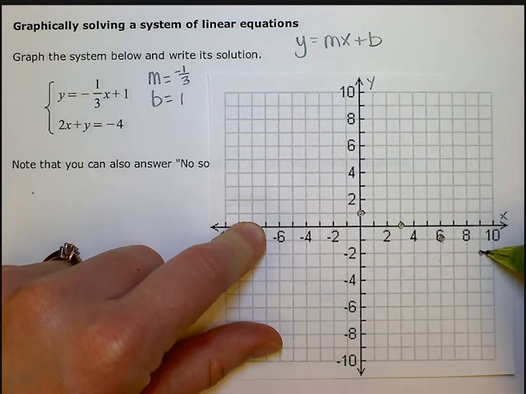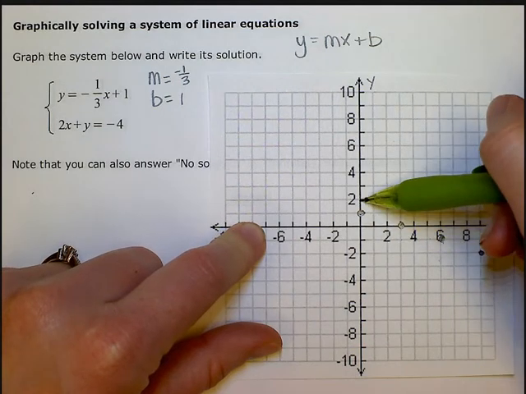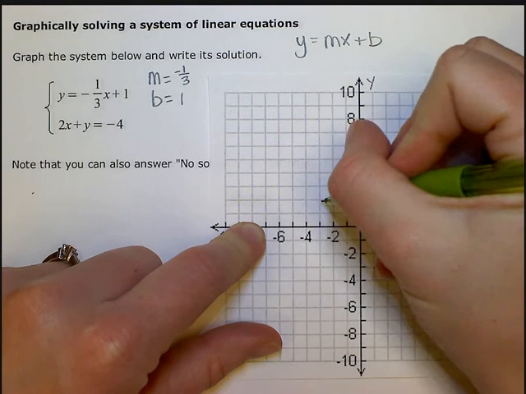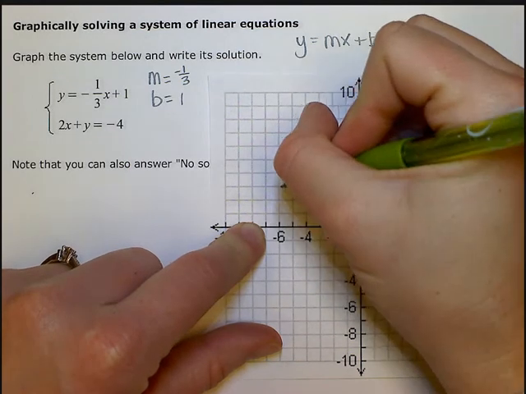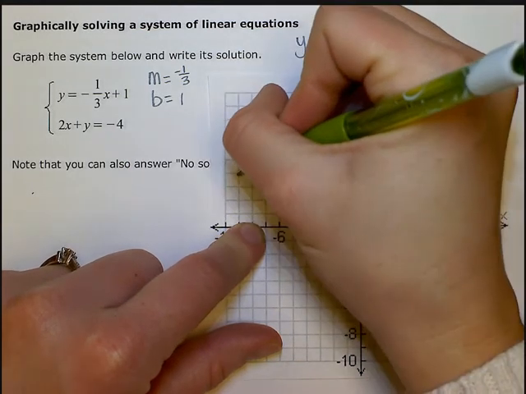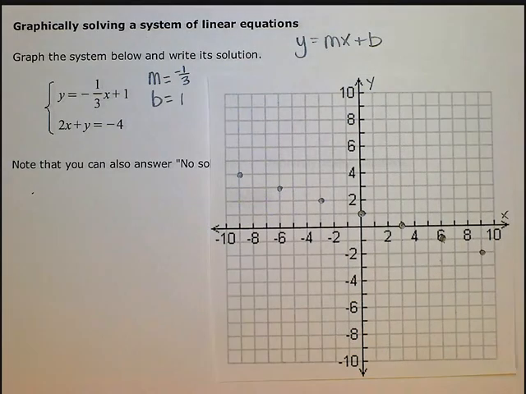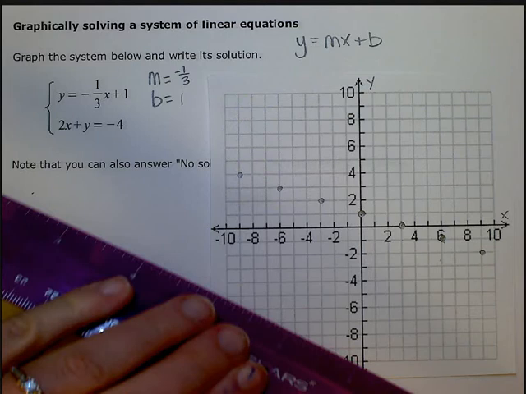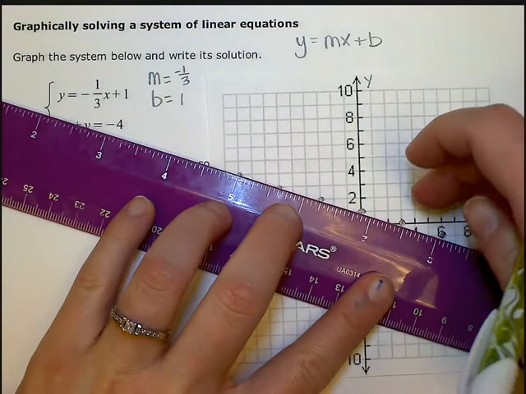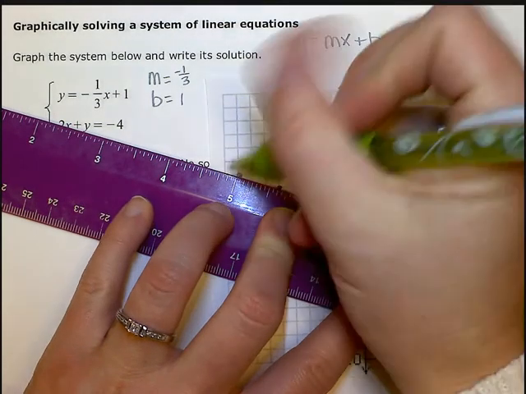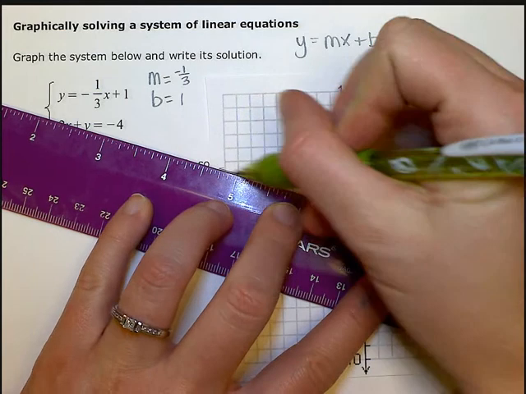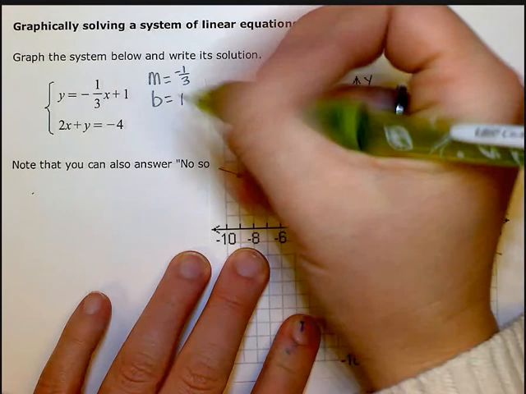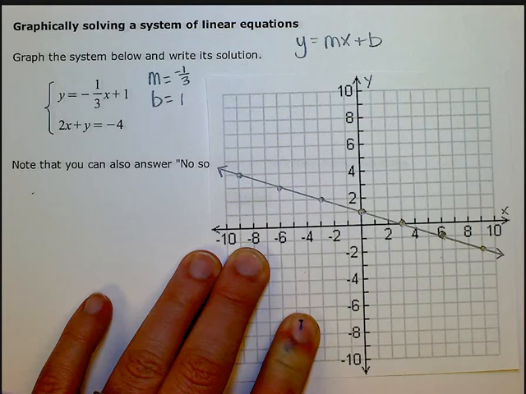Now I can also count backwards by going up 1, backwards 3, so it stays in the same line. Up 1, backwards 3, up 1, backwards 3. So I can see my line beginning to form. So I'm going to go ahead and grab my ruler and connect my dots, because that's my first line here. Okay, so there's my first line, my first equation, my first line on the graph.